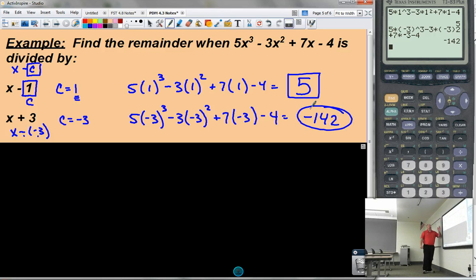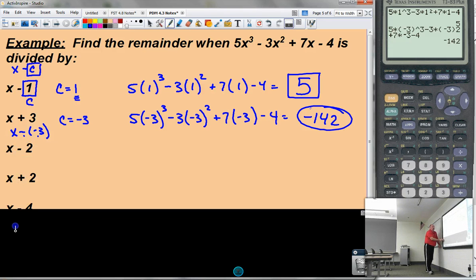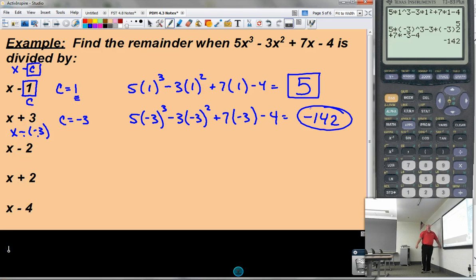So the remainder, if I were to take 5x cubed minus 3x squared plus 7x minus 4 divided by x plus 3, would be negative 142. See if you can do the next three. Go identify the C values for each of those problems and go plug them in. Hopefully I am showing you the work that I need to see. If you are using the remainder theorem, I just need you to write the polynomial with the C value where it belongs. And then feel free to use your calculator to your heart's content to get your answer.